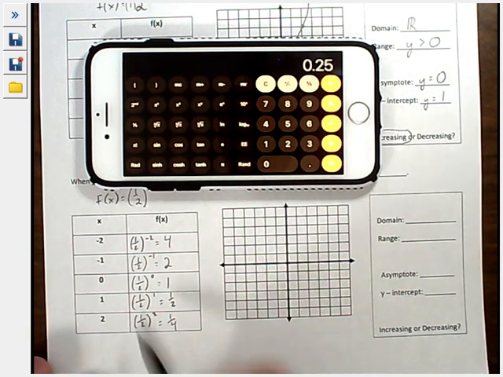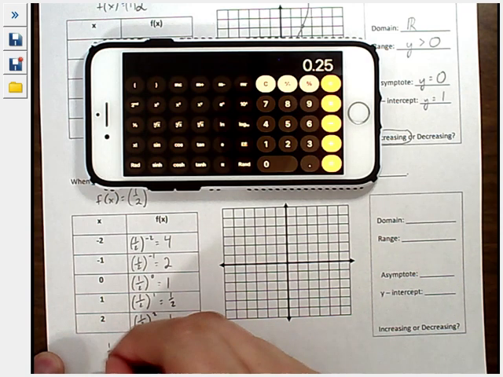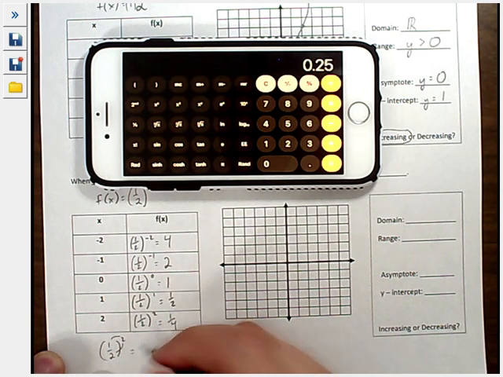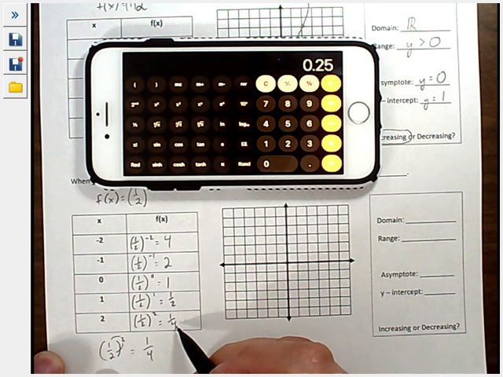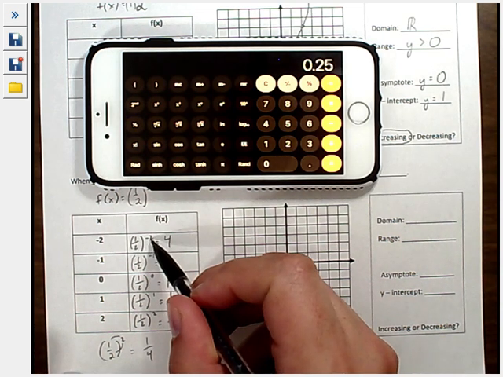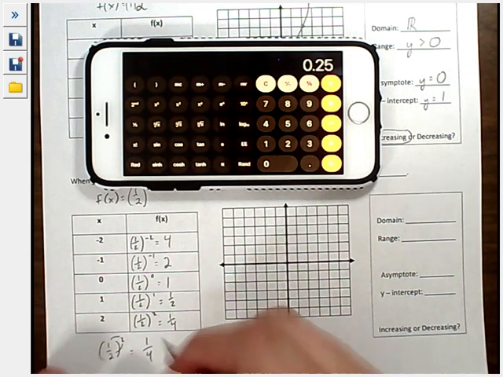Real quick though, we also know that 1/2 to the second power, if we remember our properties of exponents, gets distributed here and here. So 1 squared is going to be 1, 2 squared is going to be 4, and that's where we get the 1/4 right here. By the same token, if you have this 1/2 to the -2, that means this.